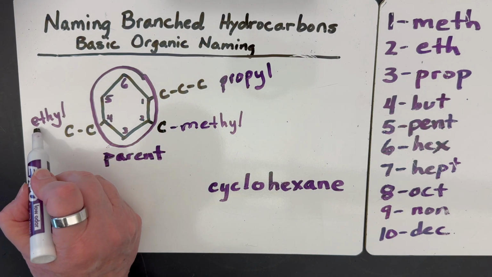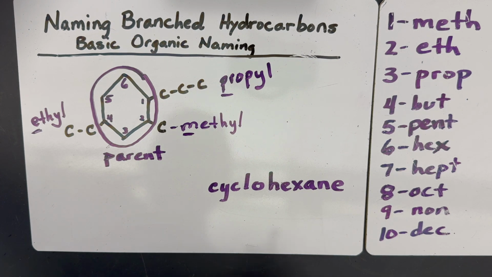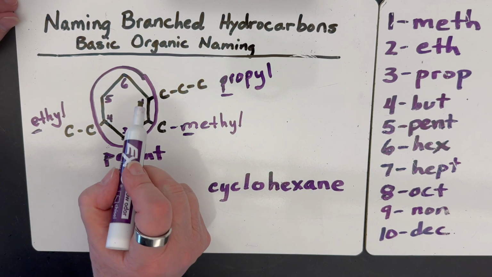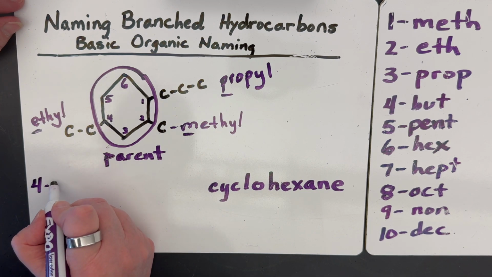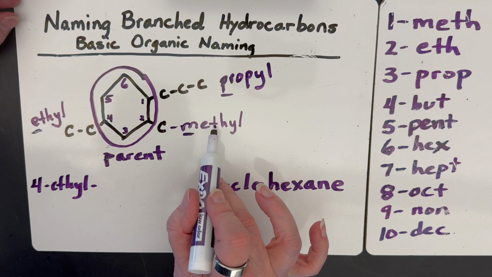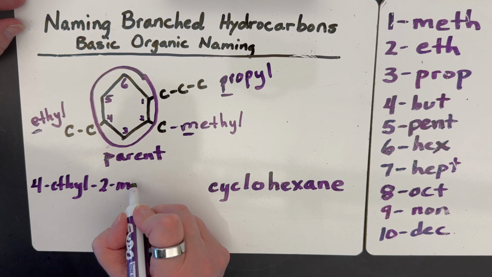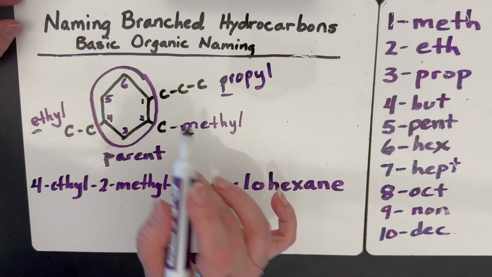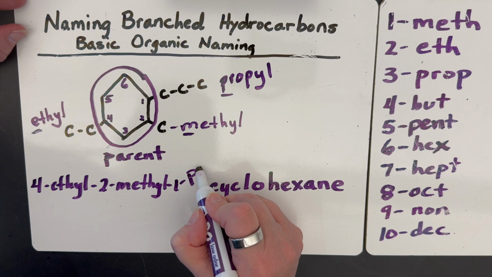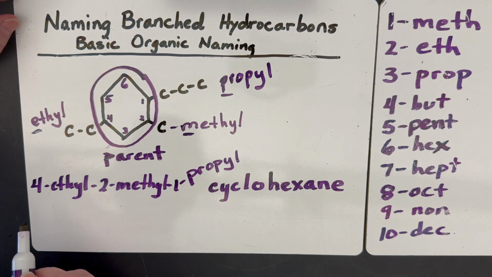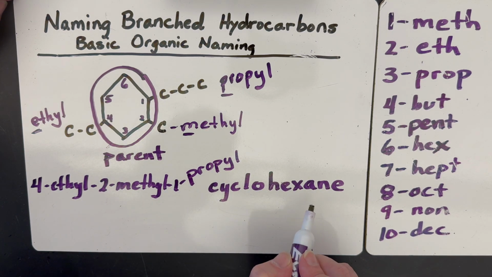Now we have an ethyl, a methyl, and a propyl. So alphabetically, our ethyl will be first, and we said that was off of carbon 4. So we have 4-ethyl. Next would come methyl, alphabetically. It's on carbon 2, so 2-methyl. And lastly, on carbon 1, I'm going to have to write it up here, we have 1-propyl. So our final name is 4-ethyl-2-methyl-1-propylcyclohexane.